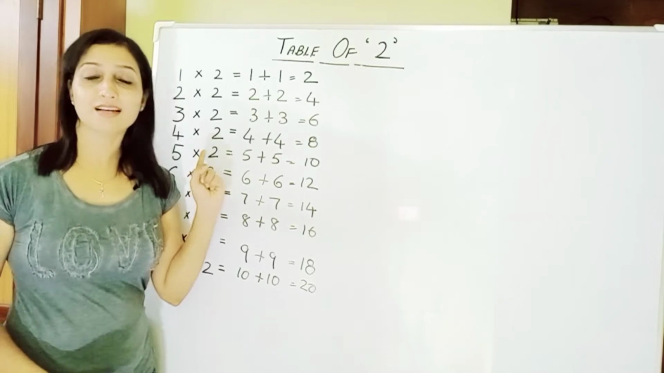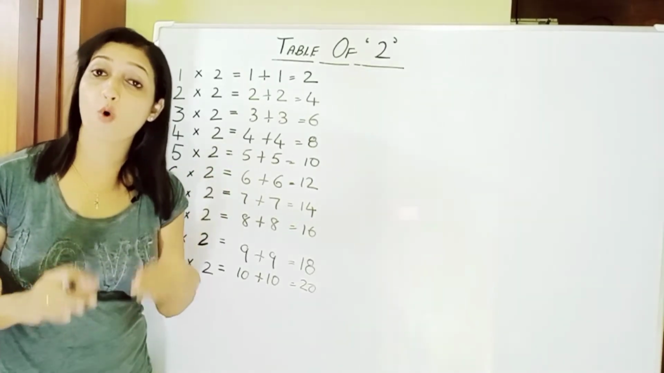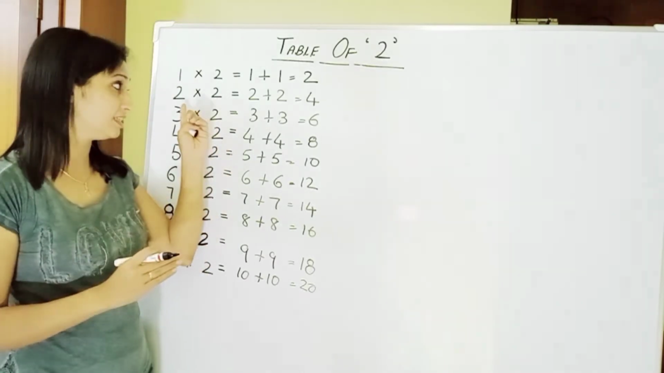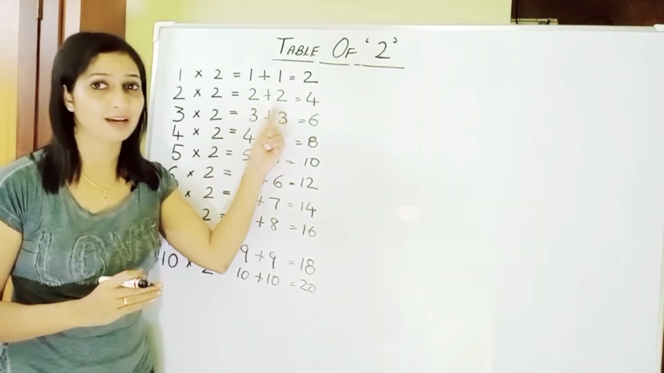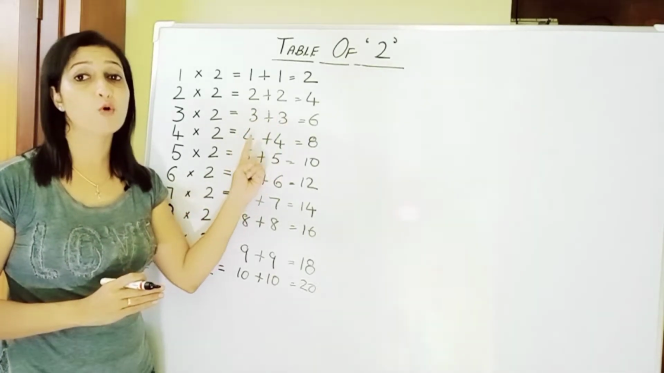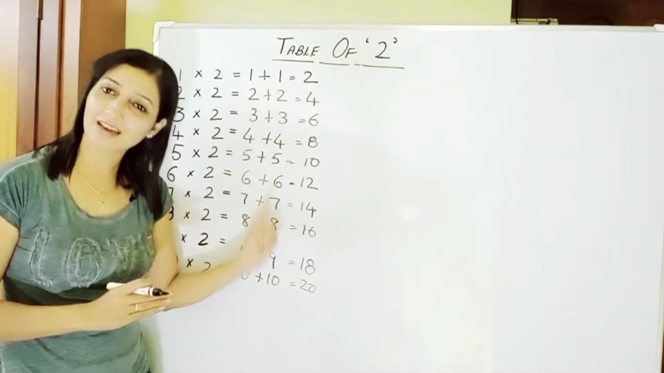Now we discuss this method to know what the table of 2 is. The table of 2 is adding a number 2 times. See, 2 plus 2, 3 plus 3, 4 plus 4, 5 plus 5, and so on.